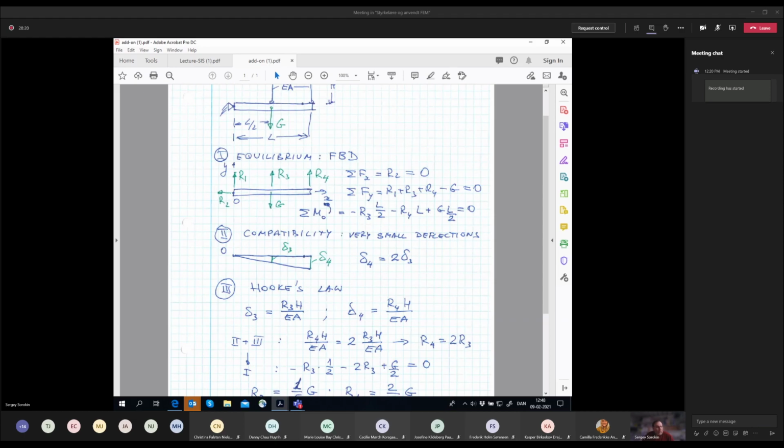Some questions, because this is a very important thing which is used in mechanics of materials. So we assume that there are some deformations, but these deformations are very, very small, so that we may simplify pictures like this.